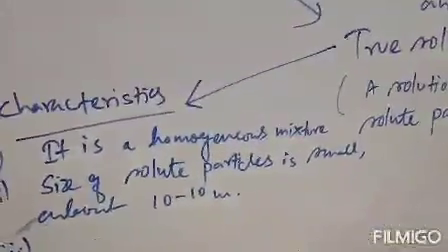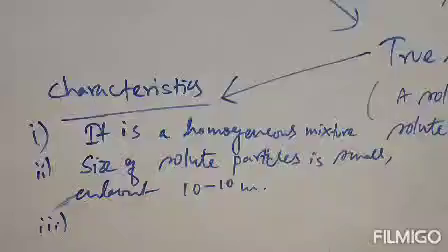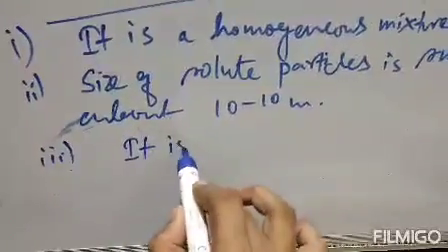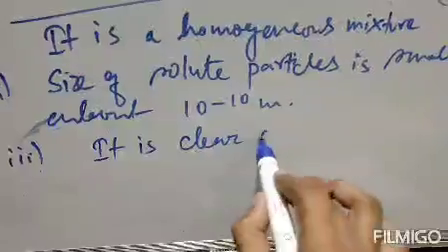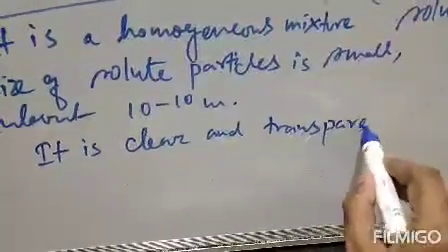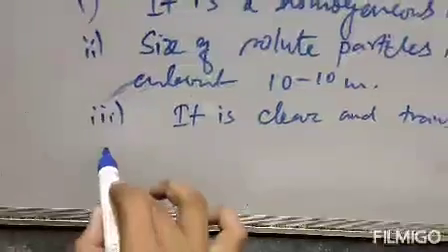Number 3 characteristic will be, the true solution is very clear and transparent. It is a very clear solution and transparent solution. Number 3 characteristic is, it is clear and transparent.